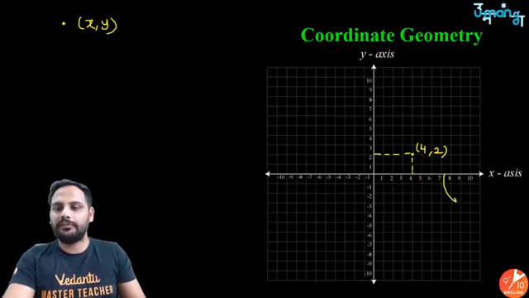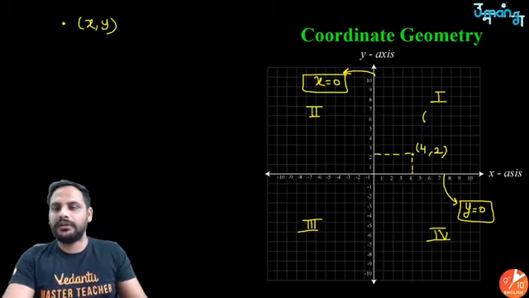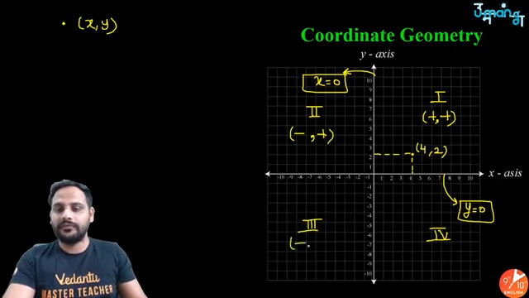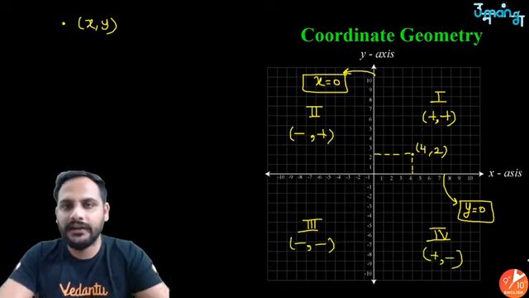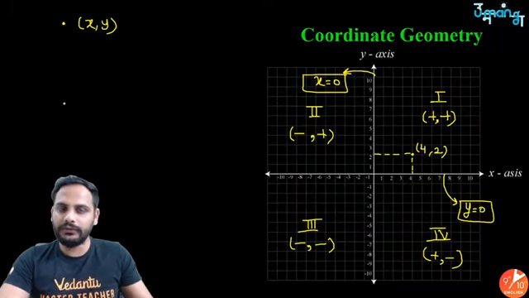If any point is present on x-axis, its y coordinate will be equal to 0. If any point is present on y-axis, its x coordinate will be equal to 0. And these are the four quadrants: first quadrant, second quadrant, third quadrant and fourth quadrant. Here both x and y are positive. Here x is negative, y is positive. Both x and y are negative. x is positive, y is negative, right? These are all the basics of coordinate geometry which you already know.